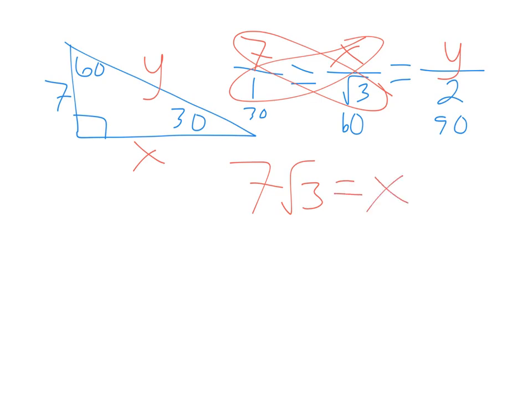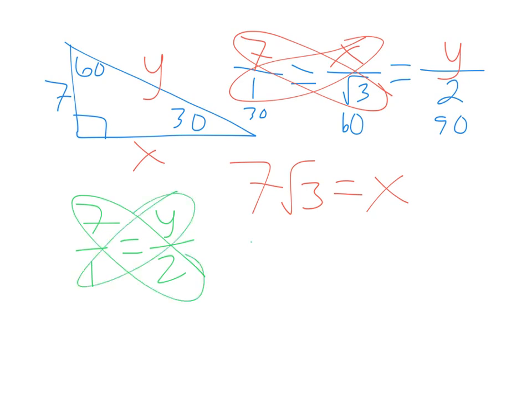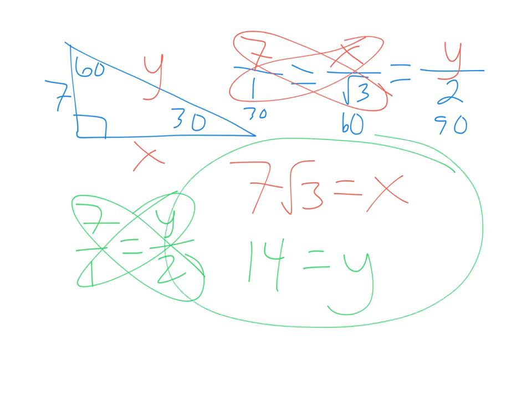Then if I'm going to solve for my y, let's do that in a different color, I'm going to have 7 over 1 equals y over 2. Cross multiply, I get 14 equals y. Boom, I've got both of them, all good. But there are more difficult ones, and we'll get into that in a sec.